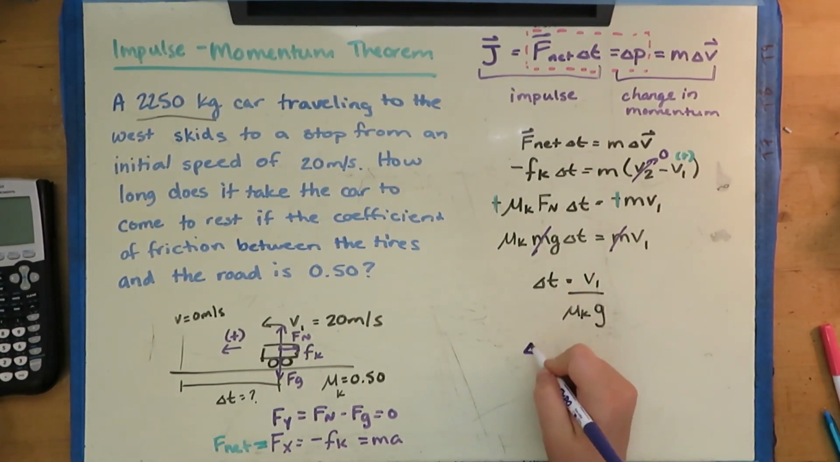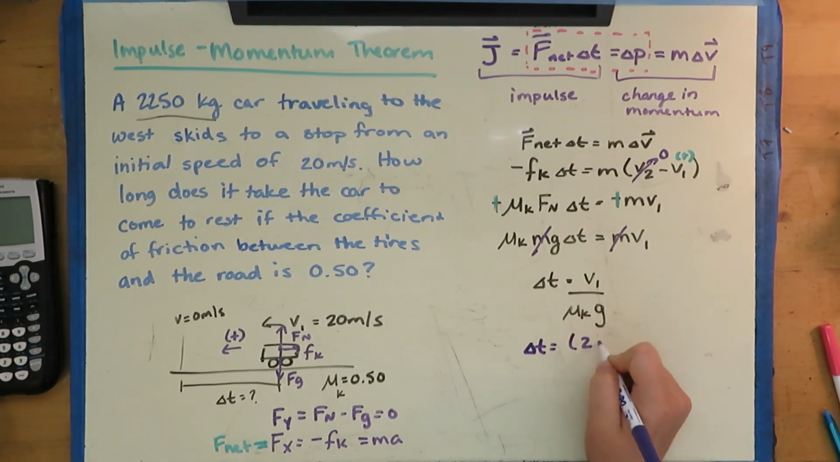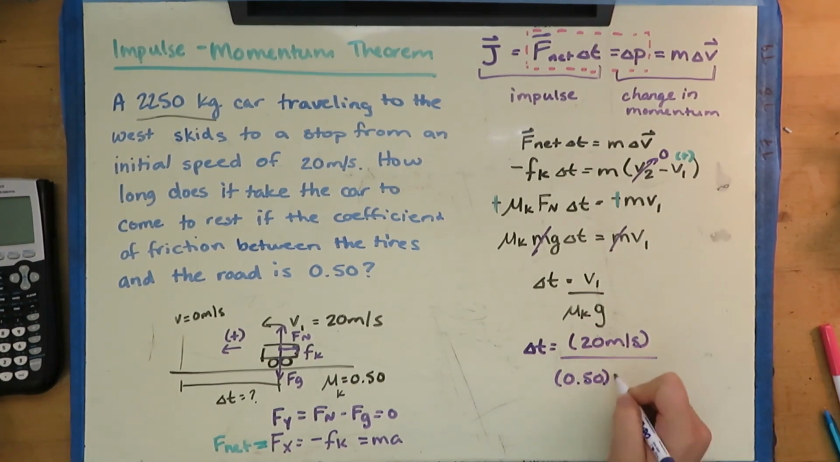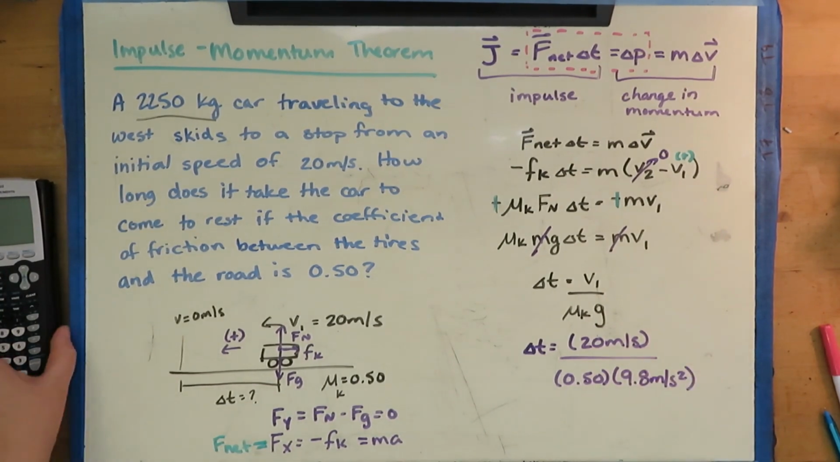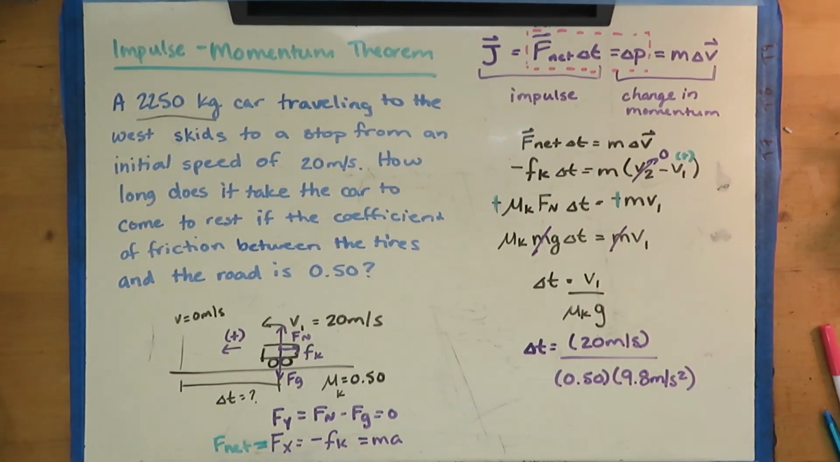So plugging in numbers, our time is going to be our initial velocity, which is 20 meters per second, over our coefficient, which is 0.50, times 9.8 meters per second squared. So if we were to have 20 divided by 0.5 times 9.8, we would get a time of approximately 4.1, to two significant figures. Not meters per second, seconds. About 4.1 seconds. So if it had been 40 meters per second, it would have taken us about 8.2 seconds. So that's how you can use the impulse momentum theorem.